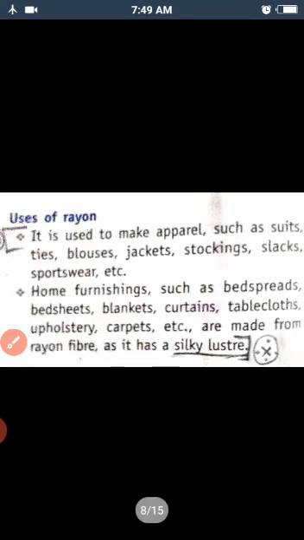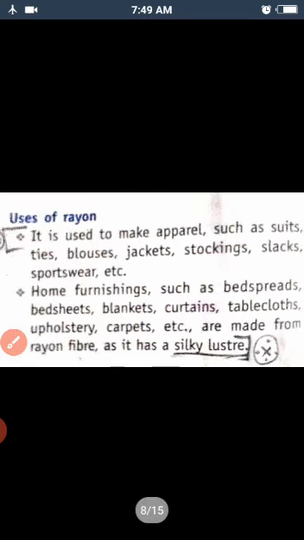Rayon cloth is therefore comfortable to wear in the summer season. Rayon is very strong, easier to dye, and comes in a variety of colors. Another useful property is that rayon absorbs sweat. Next, you see the uses of rayon.